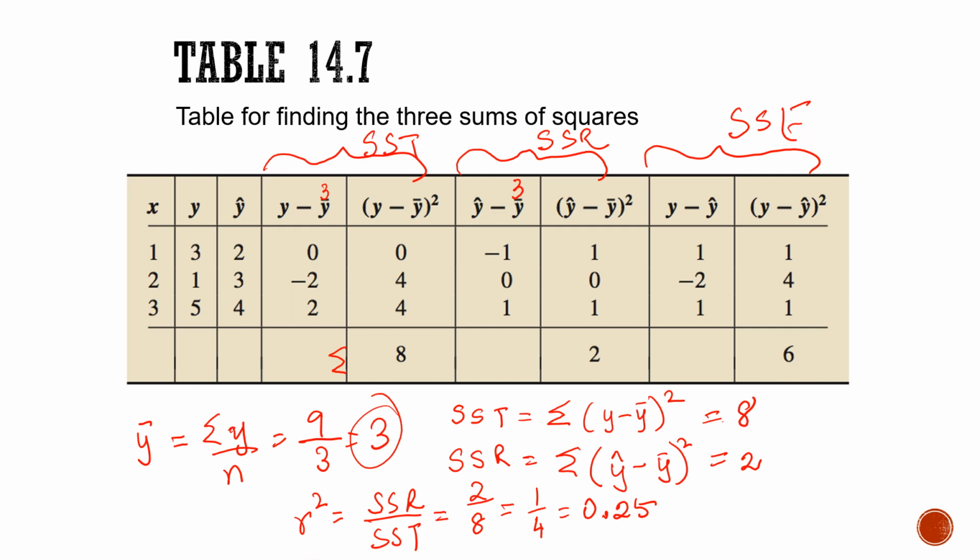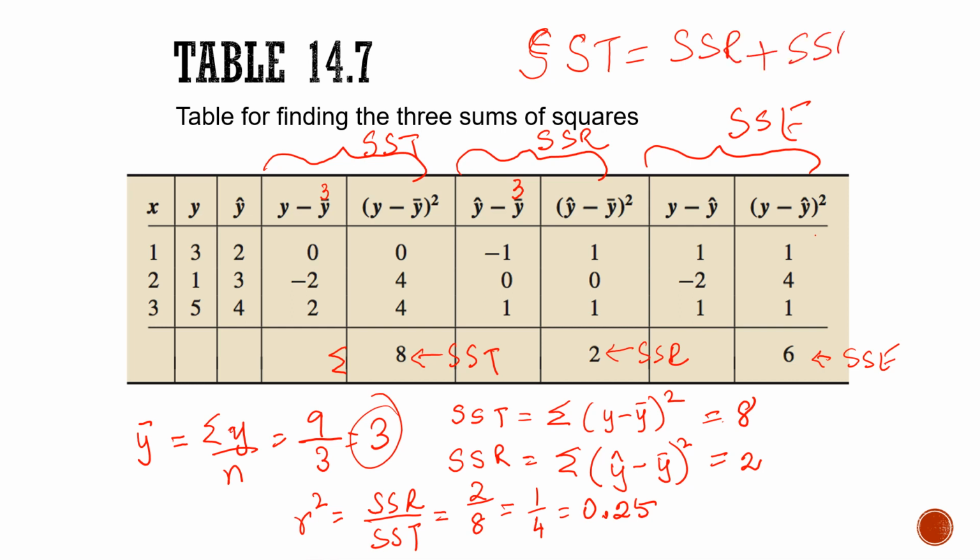That comes to a value of 6, and that's your SSE, SSR, and SST. Now, like we saw in the ANOVA testing, where we found not the SSR, it was SSTR at that time. There is a theorem, which says SST is equal to SSR plus SSE.